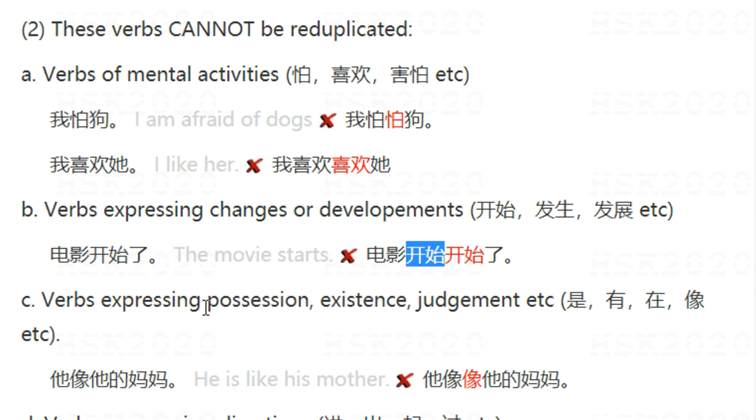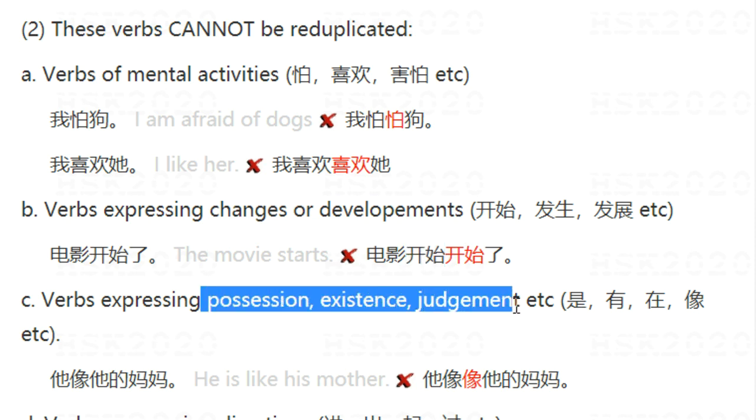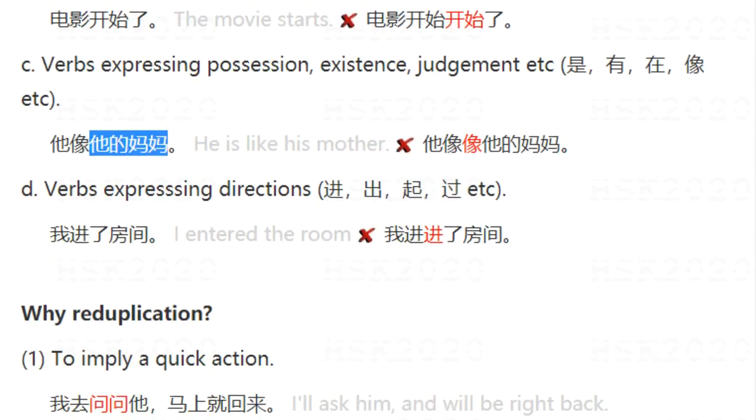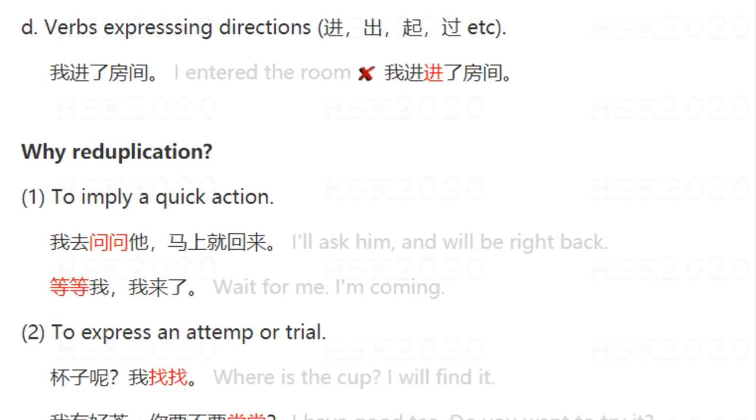Verbs expressing possession, existence, judgment, such as 是、有、在、像, etc., cannot be reduplicated. For example, 他像他的妈妈, he is like his mother. Don't say 他像像他的妈妈. The fourth category is verbs expressing directions such as 进、出、起、过. For example, 他进了房间, he entered the room. Don't say 他进进了房间, it doesn't make any sense.